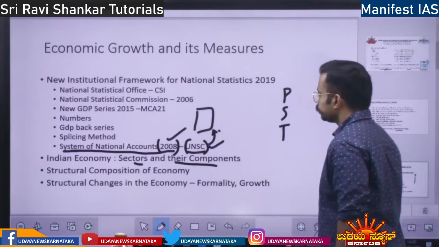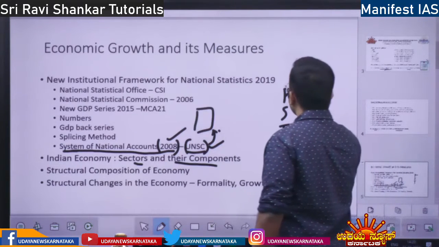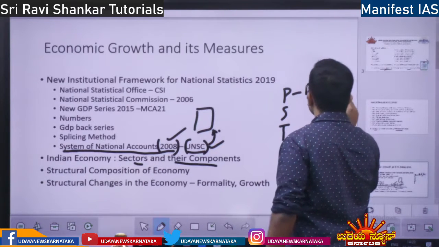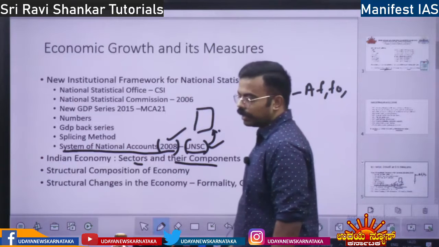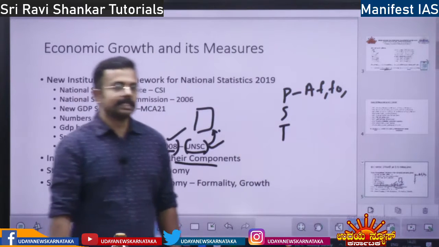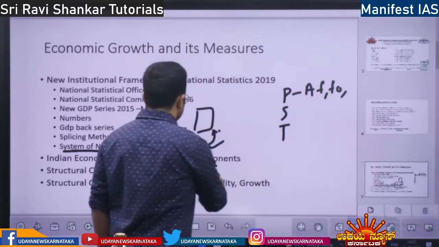Components: in the primary sector we have agriculture, fisheries, forestry, minerals, mining, all those things. All those things form the primary sector. So those are the components.